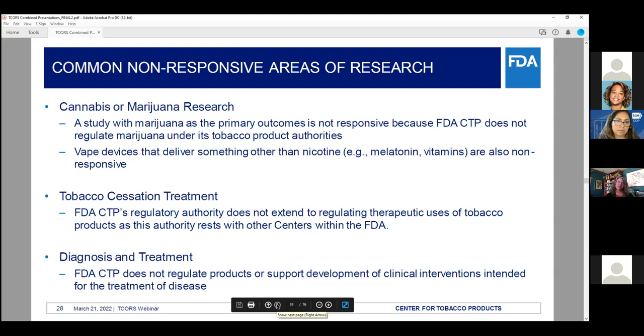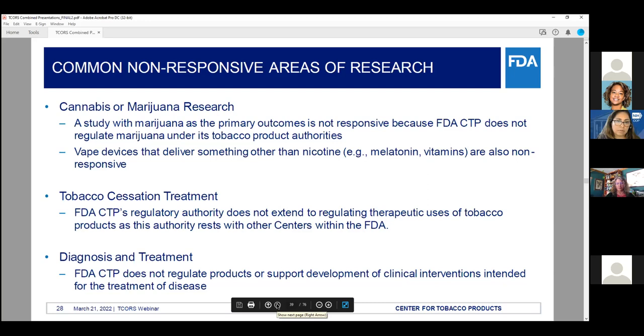The second area of research that often is discussed that is outside of our regulatory authorities includes FDA's tobacco cessation treatment. So specifically, FDA's Center for Tobacco Products regulatory authorities don't extend to regulating therapeutic uses of tobacco products.